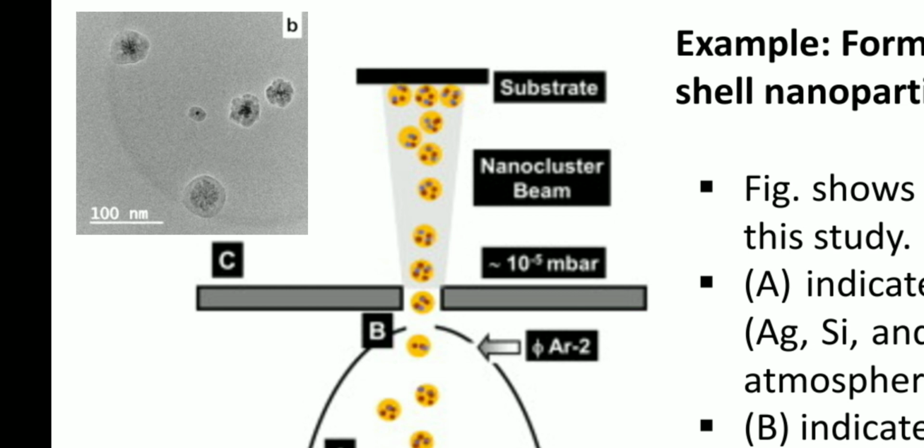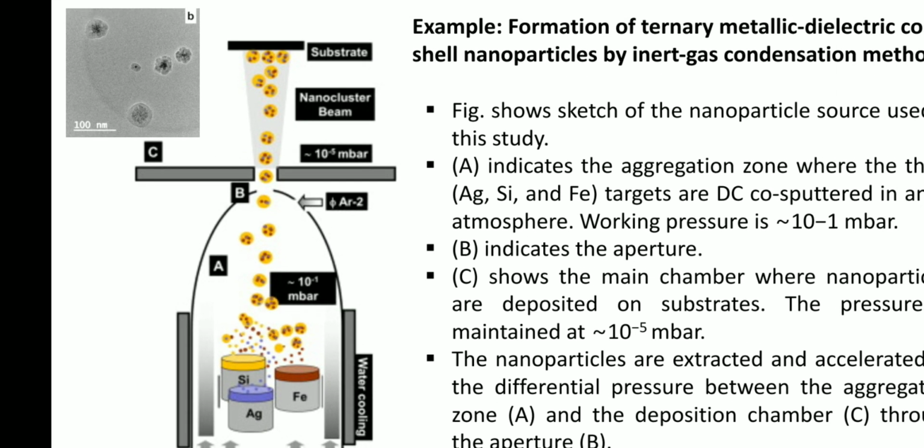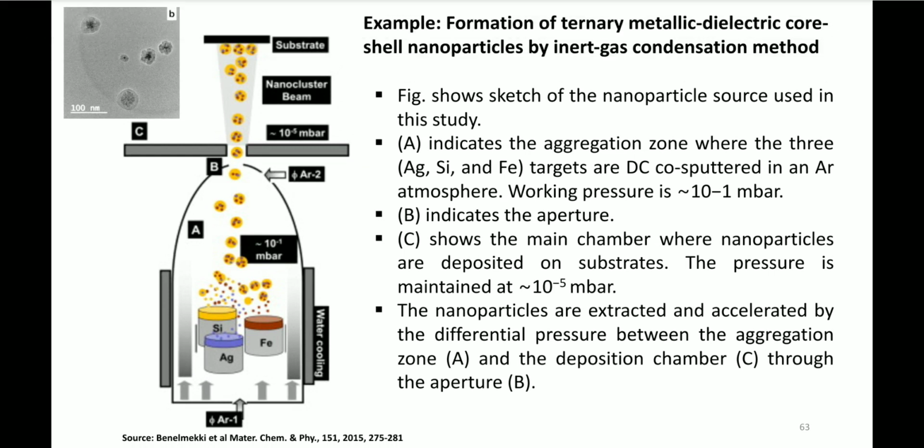There are some particles where the metal iron and silver based nanoclusters are situated inside the core section, and the shell is formed from the outside. So, this is the way you are able to prepare nanoparticles of different types by using the inert gas condensation technique.